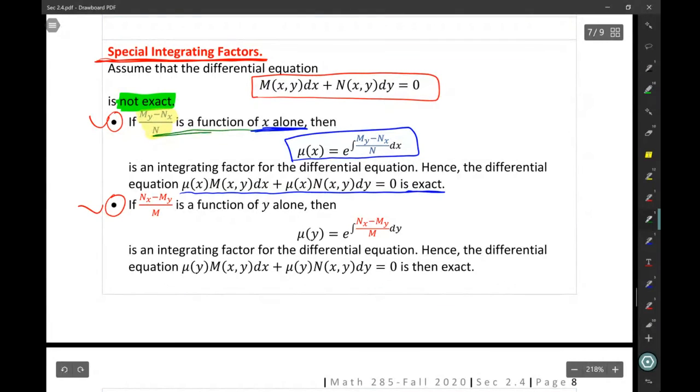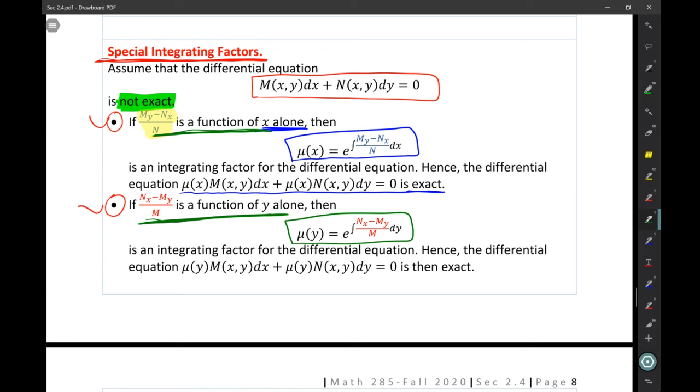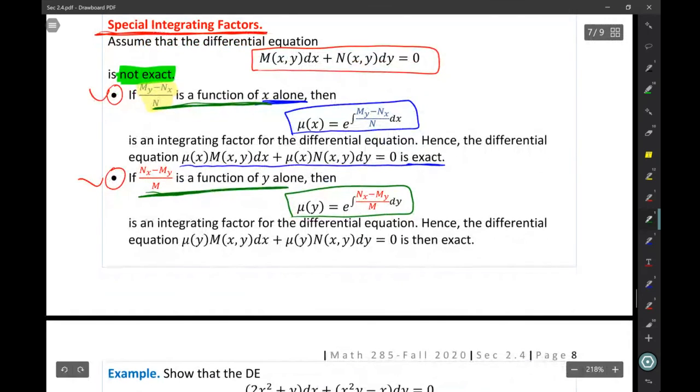In case this one is not a function of the single variable x, you have to try the other way around. N sub x minus M sub y divided by M, if it is a function of y, one single variable y, you will take mu of y to be e to the power integral of N sub x minus M sub y divided by M with respect to dy. This becomes the integrating factor. Now, if you multiply your equation again by this integrating factor, it becomes an exact differential equation.